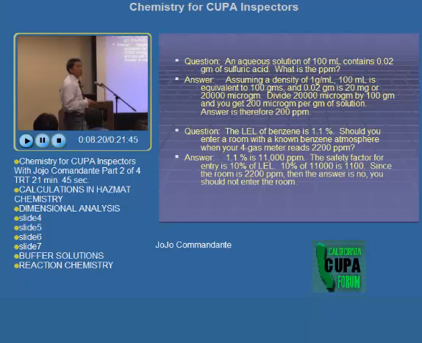The answer is therefore, what? 200 ppm, because 200 microgram per gram is a difference of 6 powers of 10. So the answer is therefore 200 ppm.